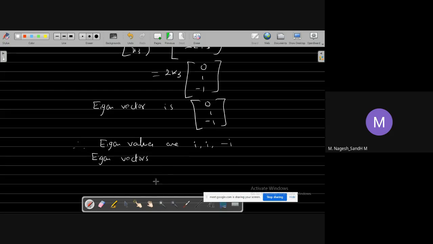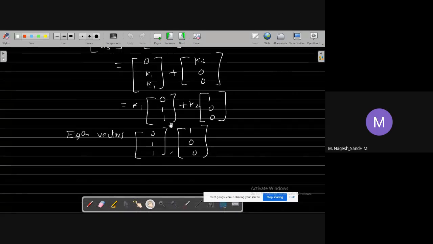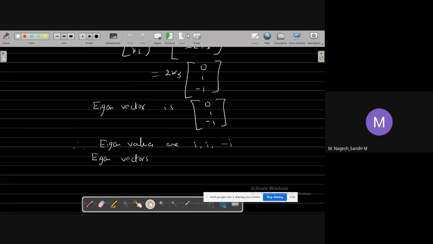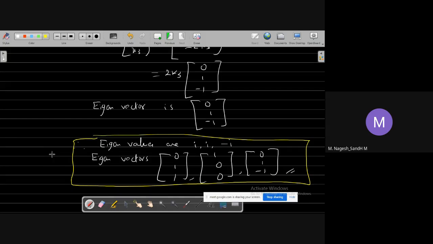What are the eigenvectors? The eigenvectors are 0, 1, 1; then 1, 0, 0; next 0, 1, 0; and 0, 1, minus 1. This is the solution for eigenvalues and eigenvectors. That means in today's class you learned how to find the eigenvalues and eigenvectors for complex numbers also. The same procedure, there is no other difference. Any doubt here? No, sir.